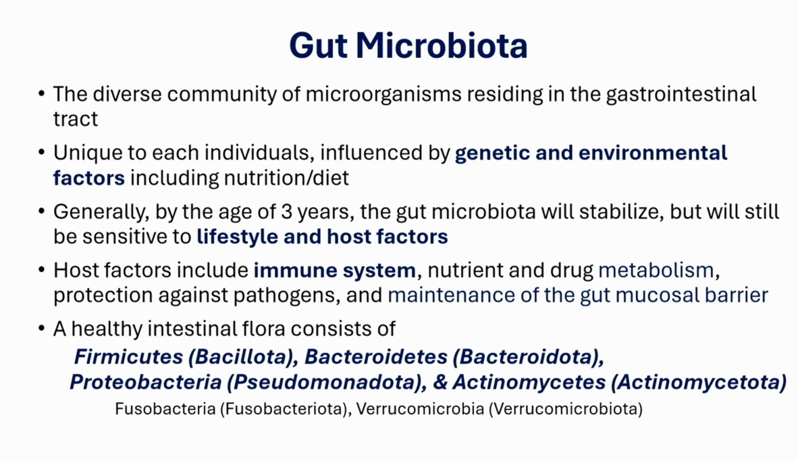The gut microbiota is a diverse community of microorganisms residing in the gastrointestinal tract, and it is unique. Each individual has a unique system because of genetics and environmental factors, including diet. Generally, by the age of 3 the gut microbiota may be stabilized, though it remains sensitive to lifestyle and host factors. Host factors include the immune system, nutrients and metabolism, and protection or maintenance of the gut mucosal barrier. A healthy intestinal flora consists of 6 big phylum categories.